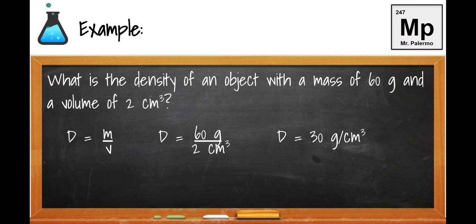Notice that when I divide, I go with the least number of significant figures. They both happen to have 1. 60 has 1, 2 has 1, and my answer, in fact, has 1.